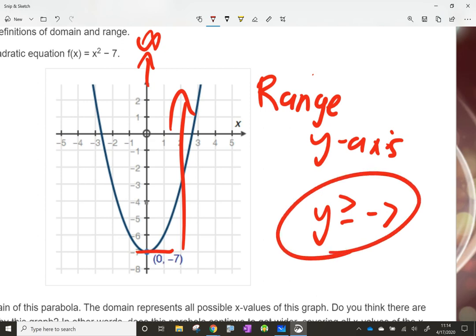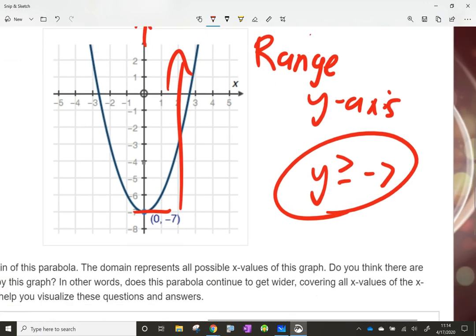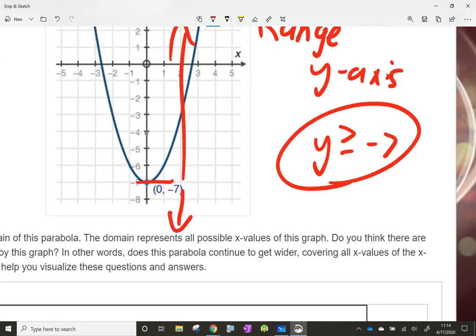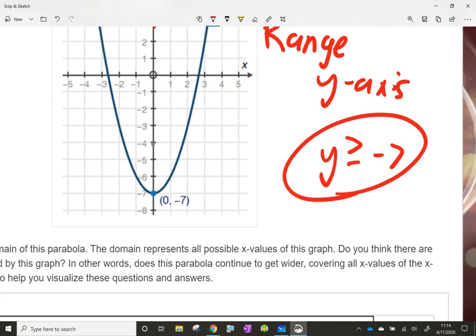It's not all real numbers like the domain was, because it doesn't use all the numbers, because there is a limitation. It doesn't go down to negative infinity forever. All real numbers is when you say from negative infinity all the way to positive infinity, the entire span. And obviously that's not the case on this one.